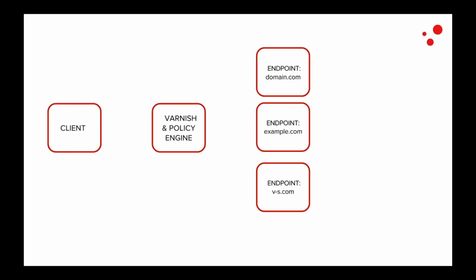So here's an example. Policy engine fully integrates with Varnish Plus. That's why they sit on the same node. We have several endpoints, which are nothing but really backends.